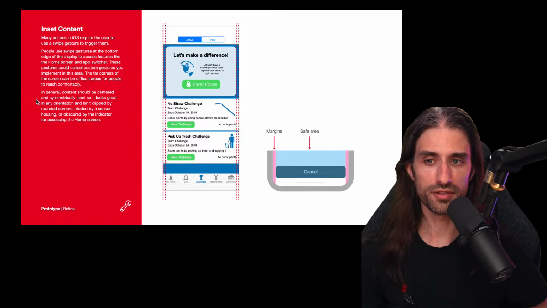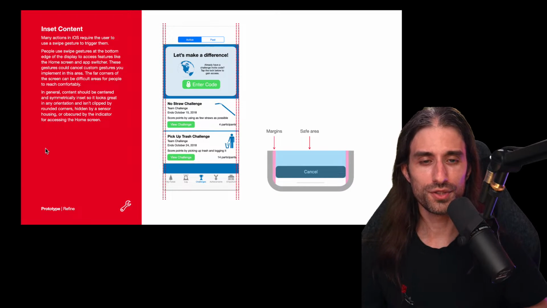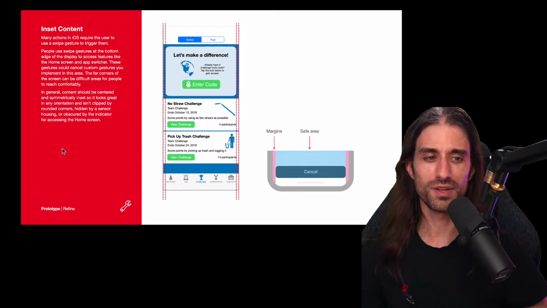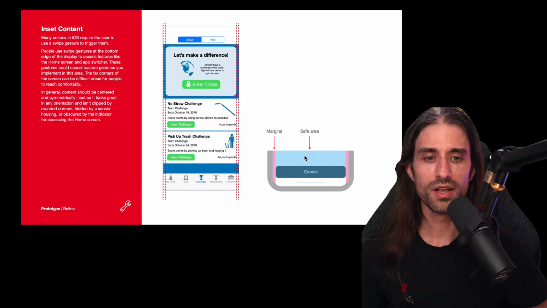Hidden by a sensor housing or obscured by the indicator for accessing the home screen. What's nice is that what they call the sensor housing can be either the notch or the dynamic island. So it's nice to see Apple coming out with some kind of common terminology for both the notch and the dynamic island.